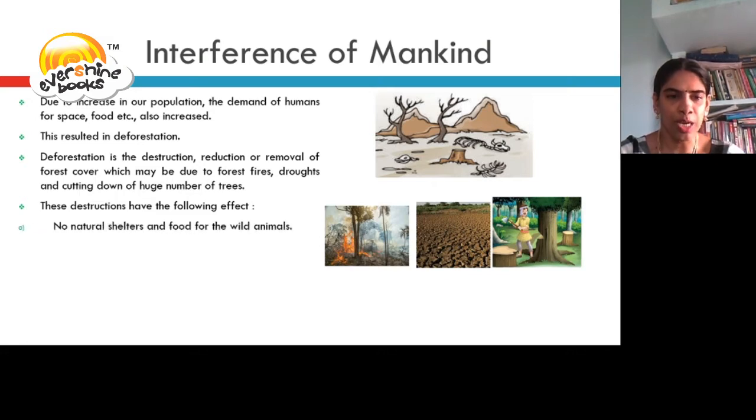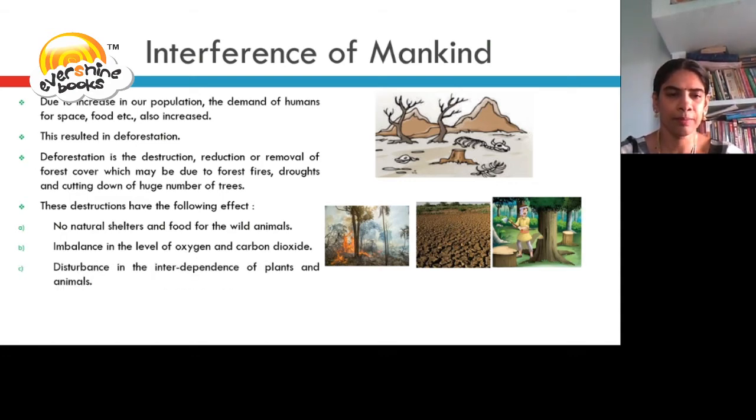There will be no natural shelters and food for the wild animals. There will be an imbalance in the level of oxygen and carbon dioxide. There will be disturbance in the interdependence of plants and animals. Hence, it is the responsibility of mankind to take care of and protect the animals and plants.